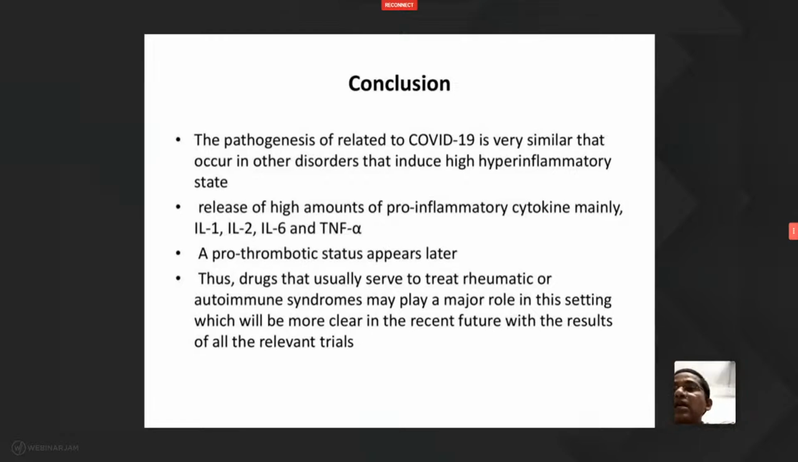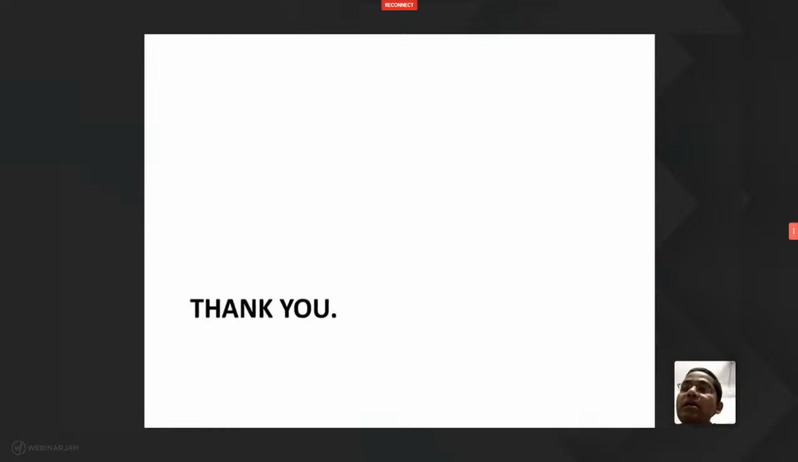The drugs that are usually used to treat rheumatic or autoimmune disease, that is the immunomodulators, may play a major role in this setting where the inflammatory response is very high, which will be clearer regarding their use and their guidelines if we get the relevant results of the relevant trials. Thank you for the presence here.